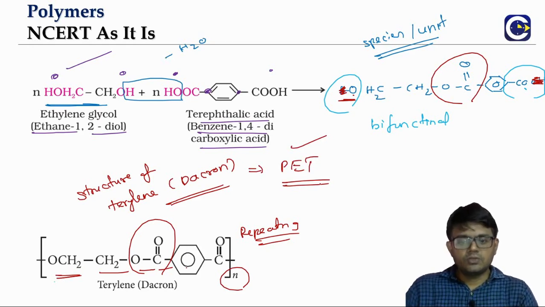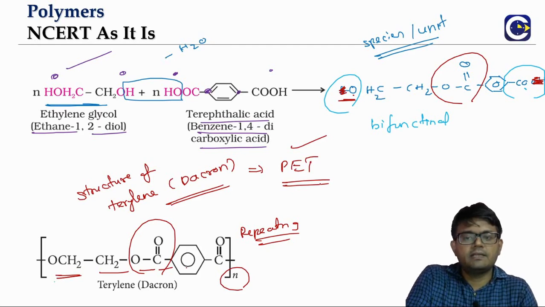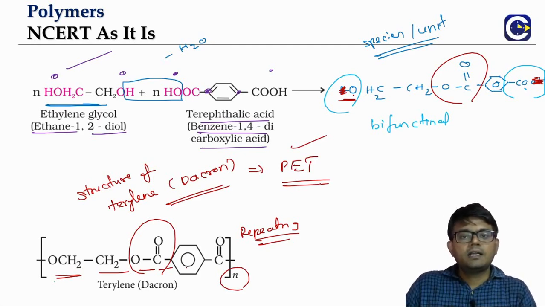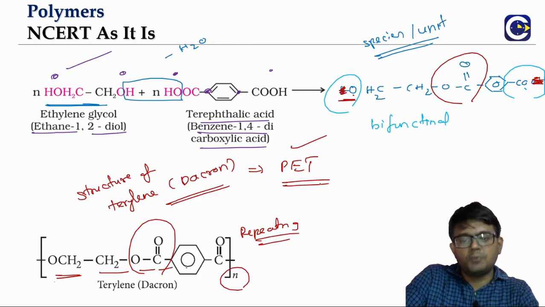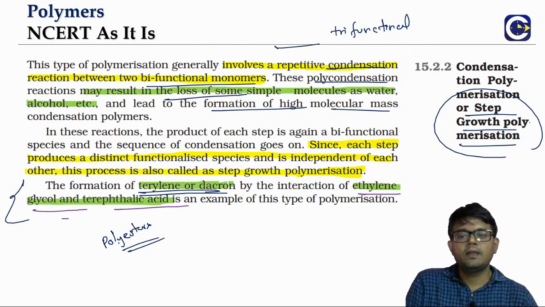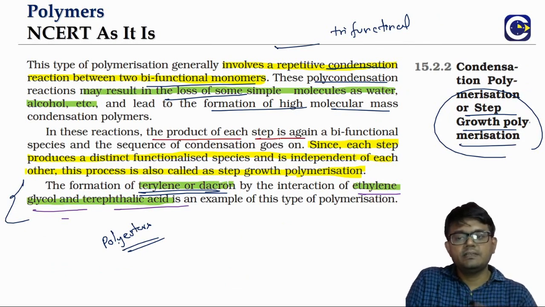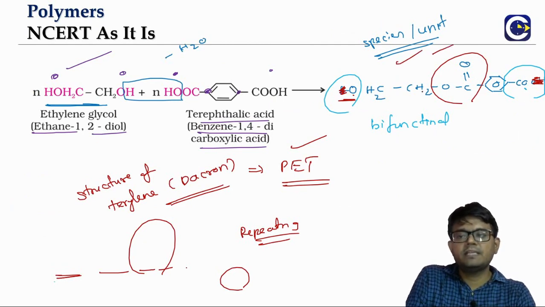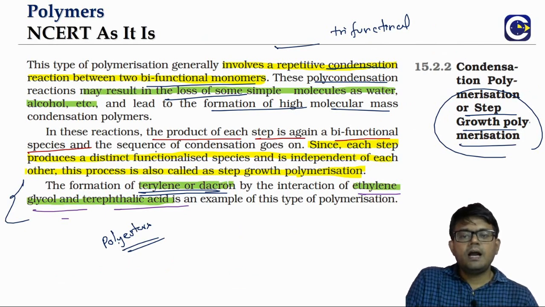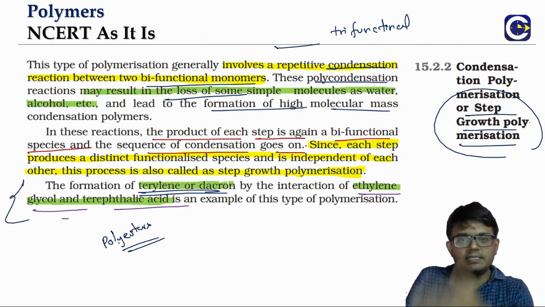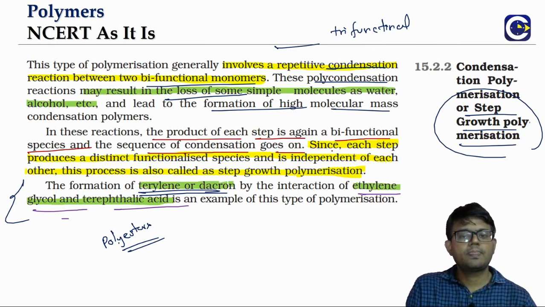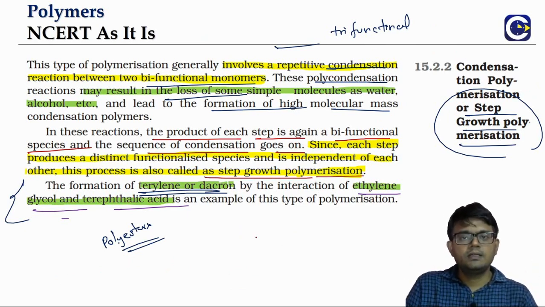Terylene or Dacron. So we'll see that as we go into further discussion. But yeah, this is about the condensation polymerization, or the step growth polymerization. After every step of condensation, there will be a bifunctional species, like we have seen. After the first step of condensation, we are getting what? This itself is a bifunctional species, and this will further undergo condensation in sequence, step by step.